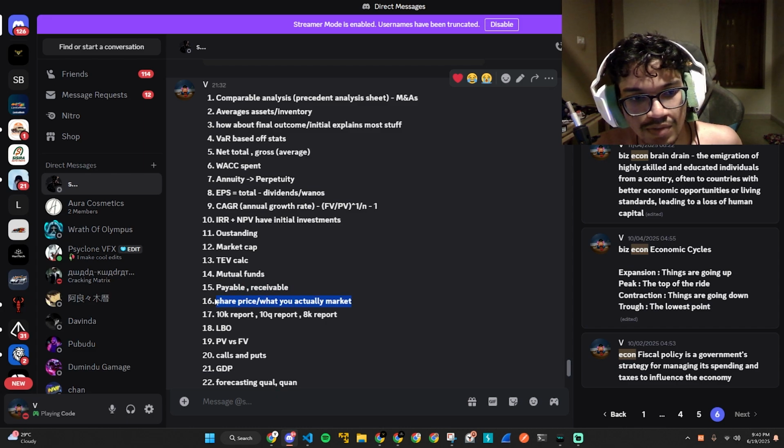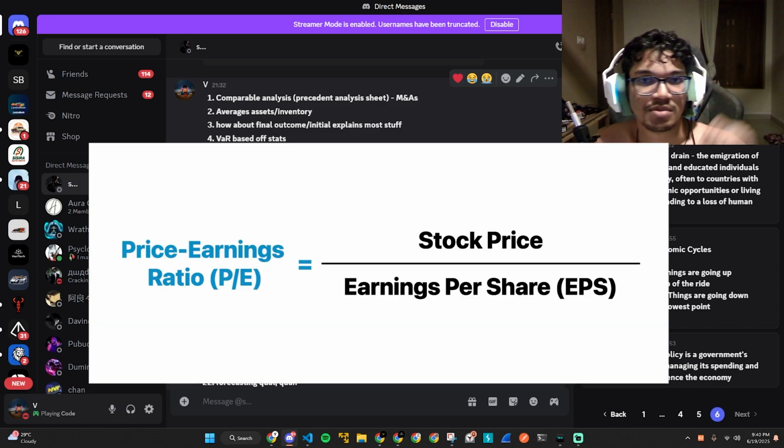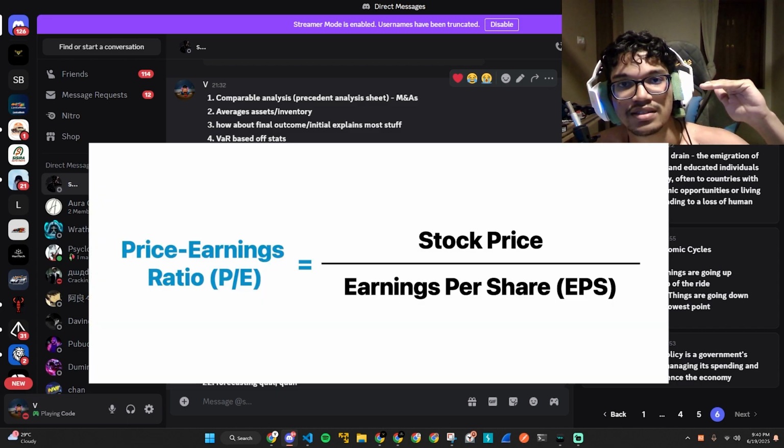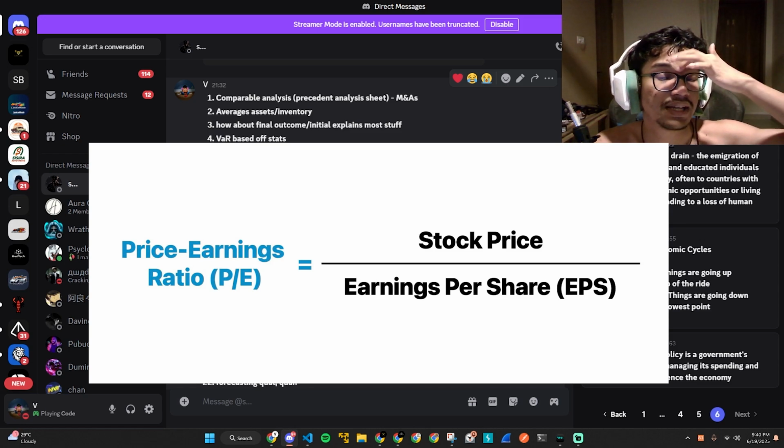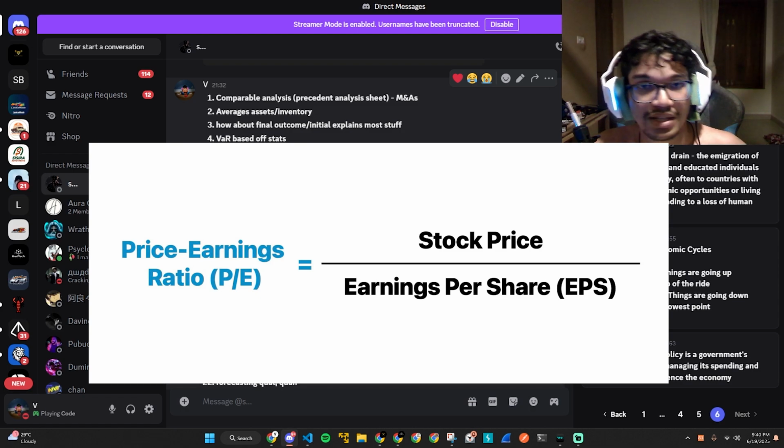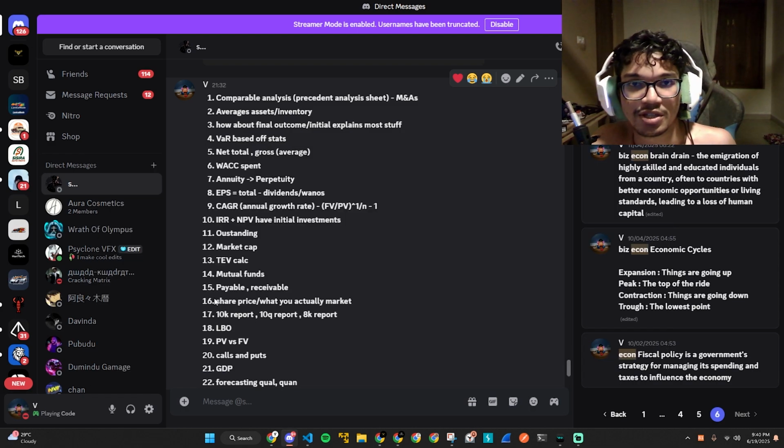Share price over what you actually make. Share price means the current trading price of the stock versus what you actually make, as a ratio. It's called a price to earnings ratio. So basically how much you make based off the current price of the share compared to how much you actually make, as an up or down of that share, right?